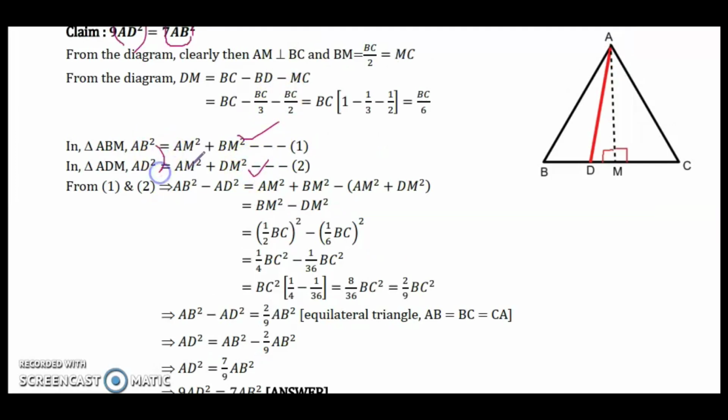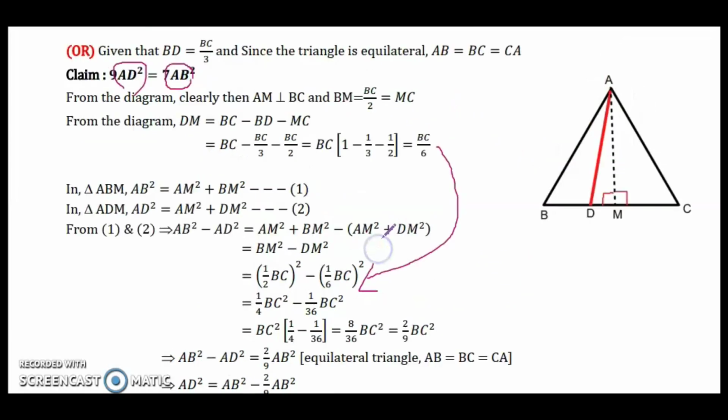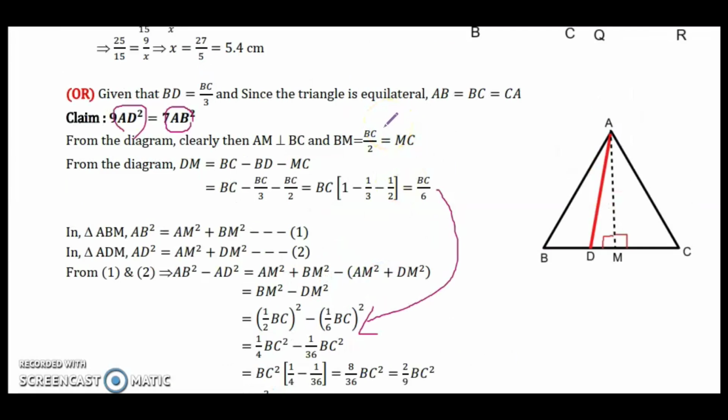Subtract these two quantities, that is AB square minus AD square. Therefore, I am substituting the values here. Ultimately, AM will be getting out. What is my balance? BM square minus DM square. DM we have already calculated here. Substitute it now.